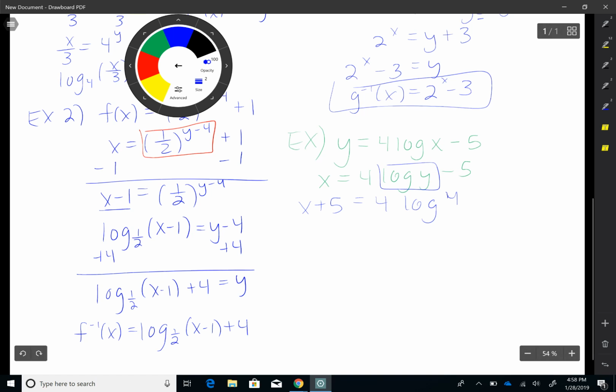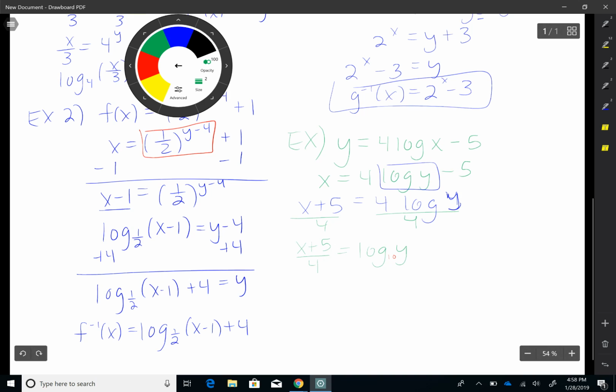That y looks like a 4. Sorry, that's a y. Okay. Now I need to get rid of that 4, so I'm going to divide by 4. And so I have the expression x plus 5 all over 4 equals the log of y. So log is by itself. We don't have a base. I hope you remember that's base 10.